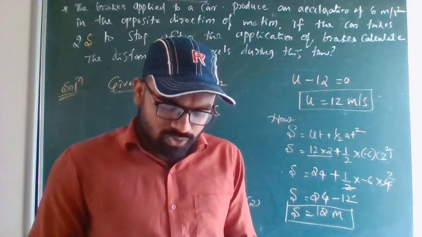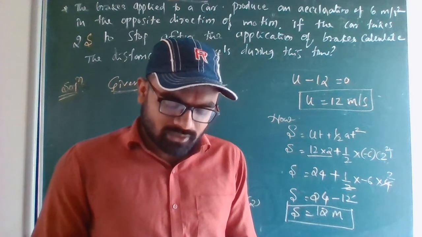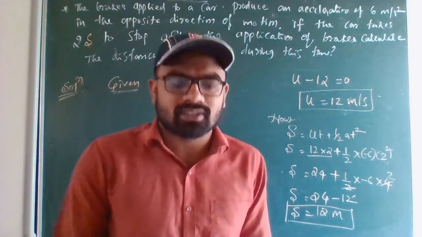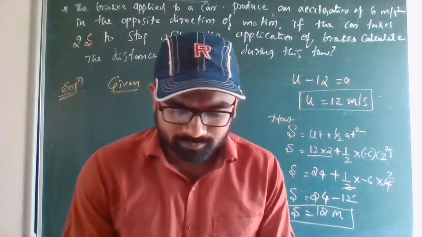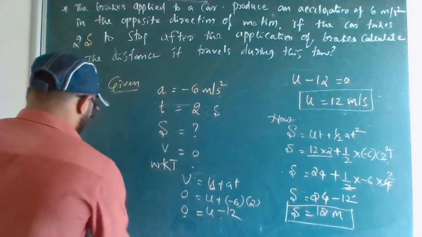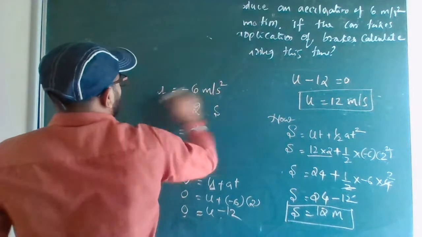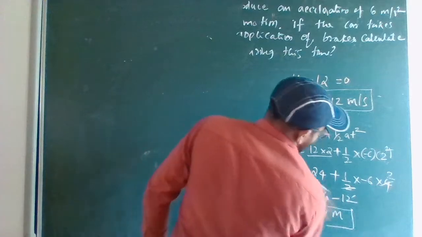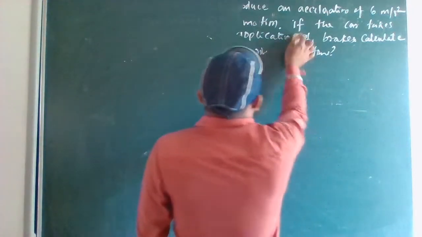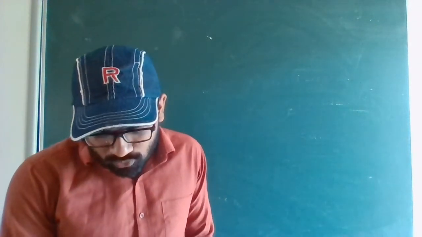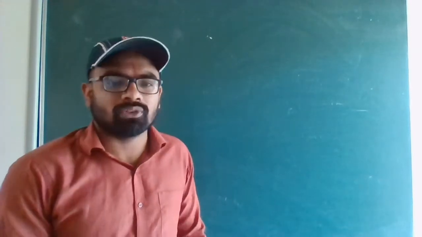A bus starting from rest moves with a uniform acceleration of 0.1 meter per second square for 2 minutes. Find the speed acquired and the distance traveled. Okay, see, the question is like this: a bus starting from rest moves with a uniform acceleration of 0.1 meter per second square for 2 minutes. I will write the question.